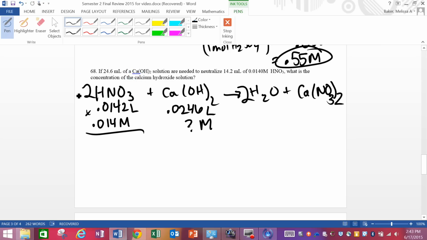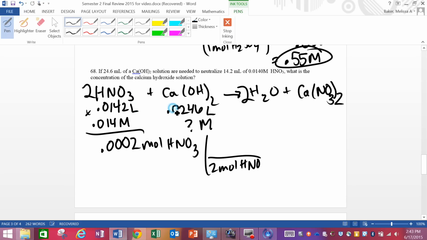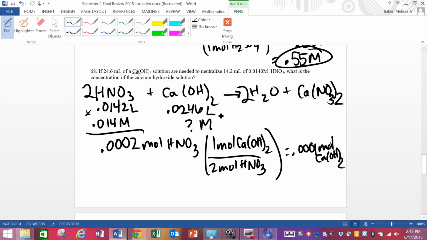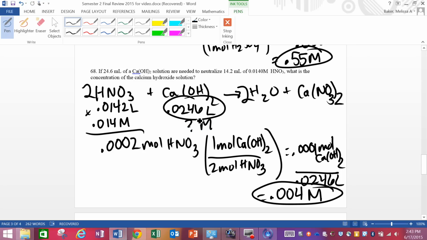Same steps. Multiply the molarity times liters to tell you how many moles of acid you were neutralizing. For every 2 moles of the acid, there was only 1 mole of base in there. 0.0001 moles of CaOH2. Last step, what was the mystery concentration of that base? Divide by how many liters you were working with. Final answer, it was a 0.004, pretty weak, molar concentration of the CaOH2.